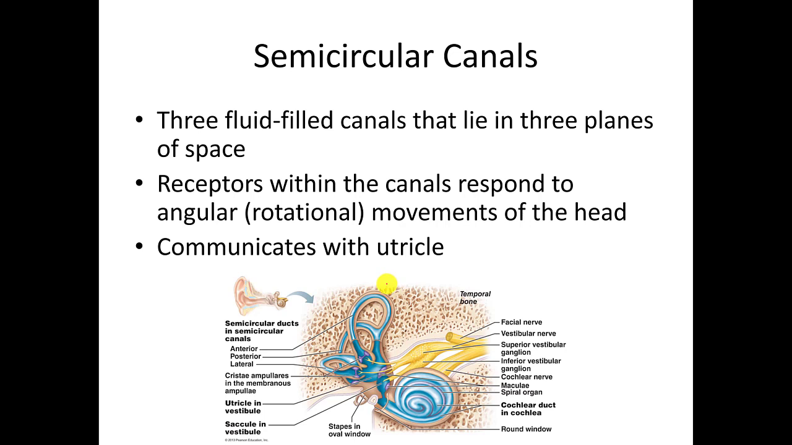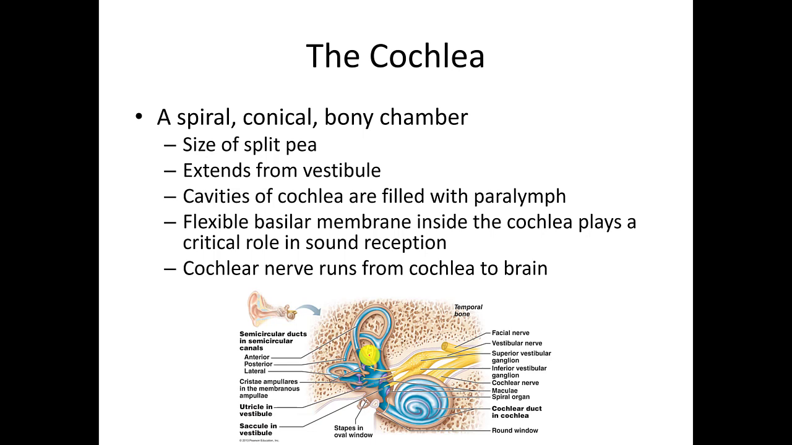Now the semicircular canals, which look like semicircles, are filled with fluid. They actually lie within 3 planes of space, and they have receptors that respond to angular and rotational movements of the head. And again, these are continuous with the utricle, so they're responding and communicating to the utricle about movement.